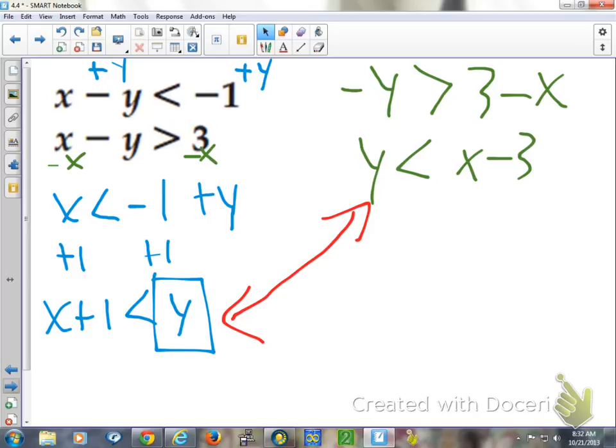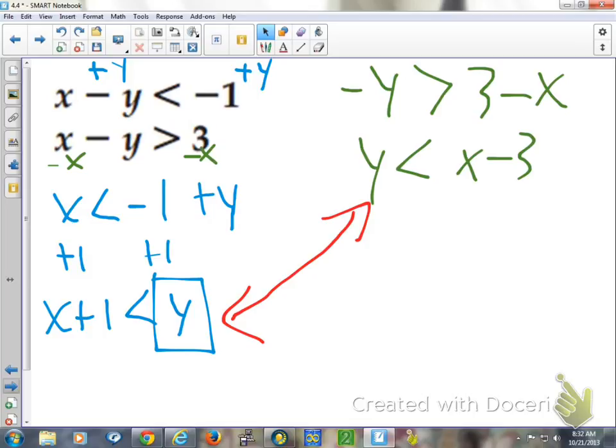However, sometimes I like to avoid doing that step. That way I don't have to remember to flip the inequality, which is why I did this one differently. I added the y so that it would be positive, and I wouldn't have to remember to flip my sign, and then I just added the 1. But it's the same thing. You get y is greater than x plus 1, and y is less than x minus 3.